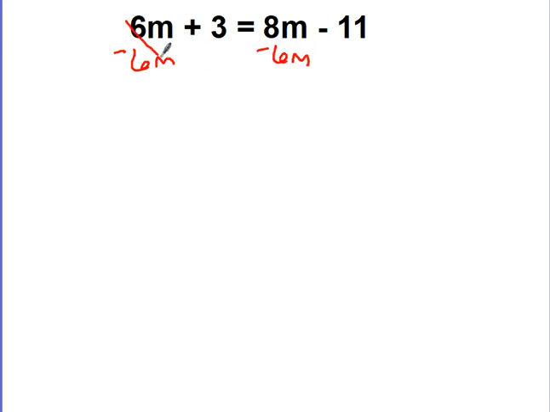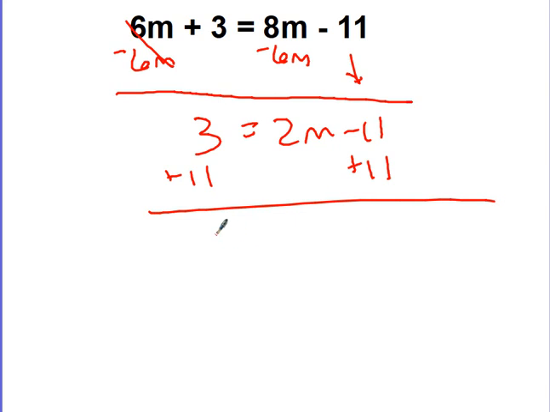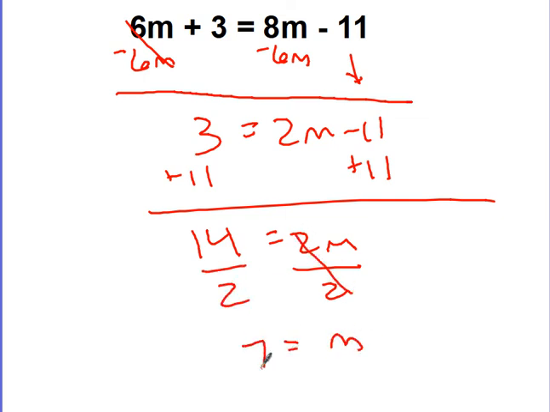because that's going to make your life most of the time easier. Because if I subtract 6m, I have 2m minus 11 on the right-hand side equals, and then this is just a positive 3 because my 6m's canceled out. And again, now from here, we can just add 11 to both sides. I get 14 equals 2m. This is multiplication, so I can divide by 2, and I get m equals 7.